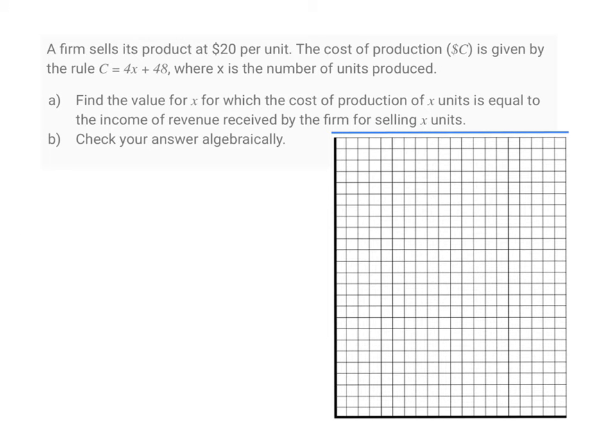The second example talks about a firm selling its product for $20 per unit. So I'm just going to take 1 second. I'm going to circle that.